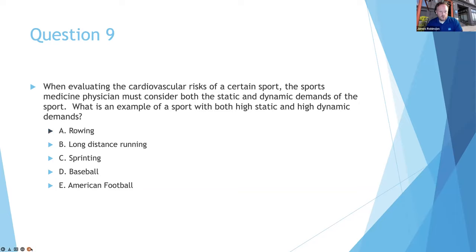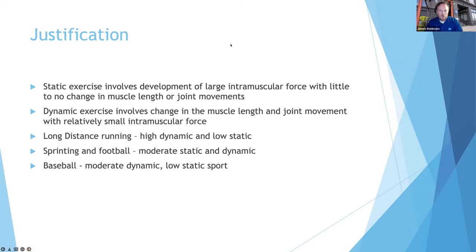So the answer here is rowing, which the majority of people got. Next is American football. Static exercise involves development of large intramuscular force with little to no change in muscle length or joint movements. Dynamic exercise involves change in the muscle length and joint movement with a relatively small intramuscular force. And so for rowing, the initial phase of pulling back is static, while the lengthening out phase is dynamic. That's why it's high static and high dynamic.